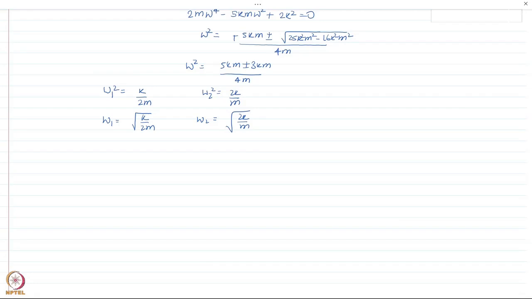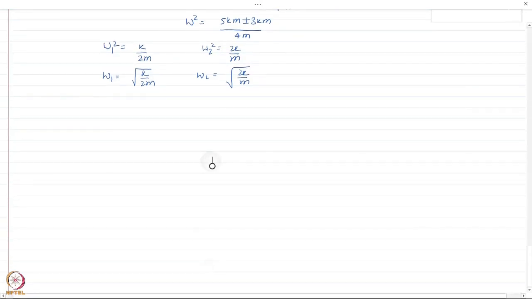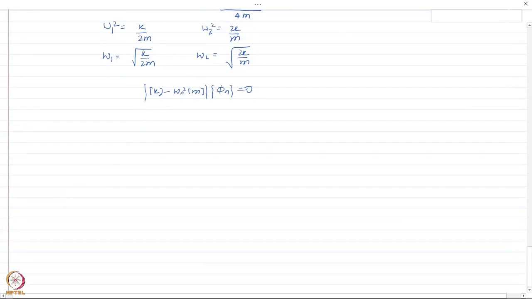Once we have that, let us substitute back in the equation, or not the characteristic equation, but the eigenvalue equation, k minus omega n square m times phi n is equal to 0. So let us first get the first mode shape. I can substitute omega 1 square equal to k by 2m. Once I substitute that, let us see what we get.